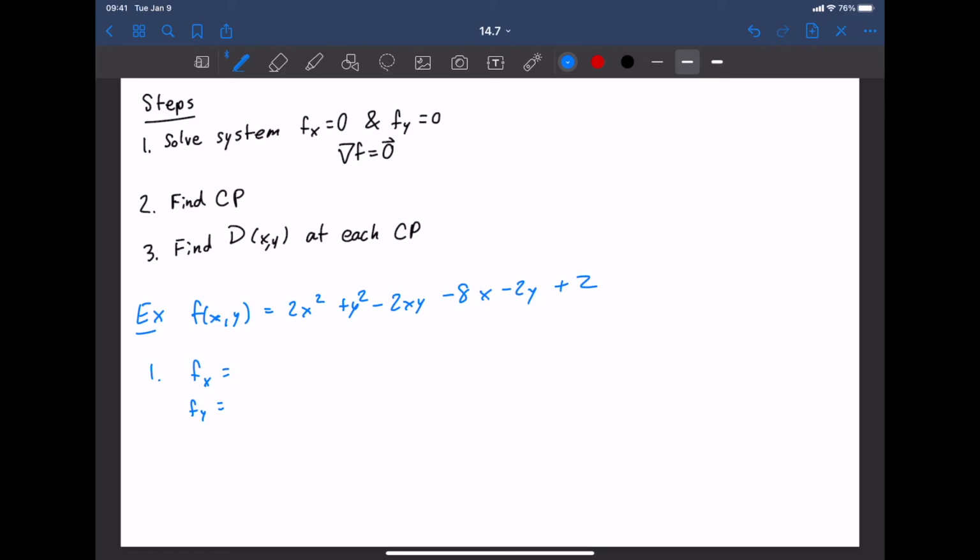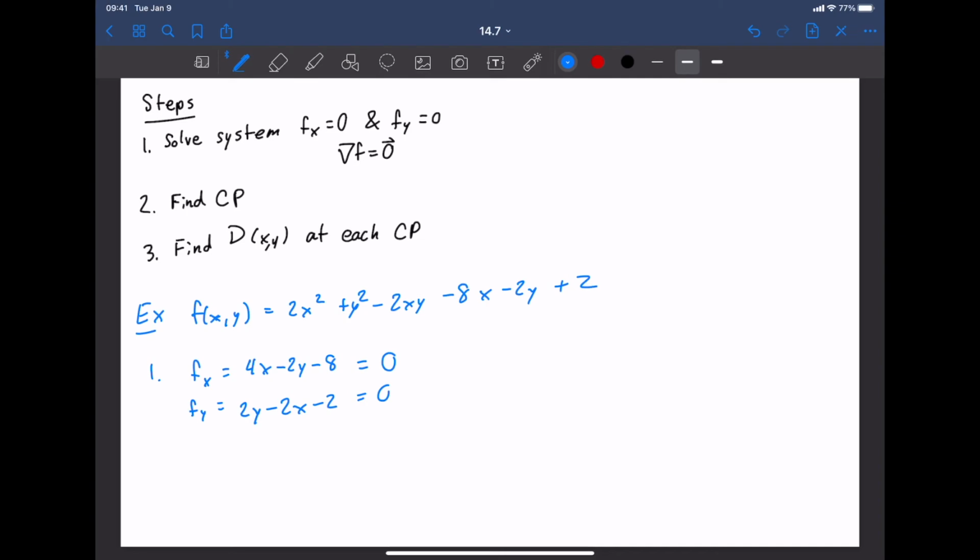So right now you should pause the video and find them, because this should be relatively easy for you by now. Three, two, one. So I'm getting 4x minus 2y minus 8. And again, we're going to set that equal to 0. And then I'm getting 2y minus 2x minus 2, also set equal to 0.